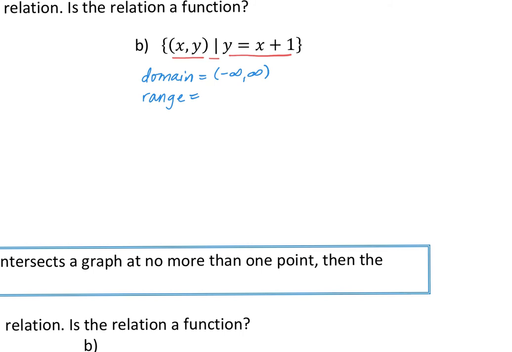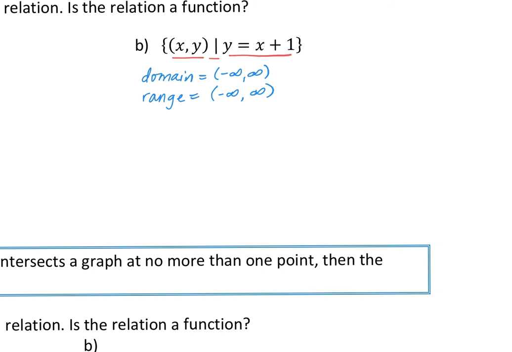Think about my domain. If I add 1 to negative infinity, it's still negative infinity. If I add 1 to positive infinity, it's still positive infinity. So my range in this case is also all real numbers, or the interval from negative infinity to positive infinity. That is really tough to see when you don't have a table or a set of ordered pairs. So we'll look at another way to look at domain and range when you have an equation in just a bit. But let's determine if this is a function.